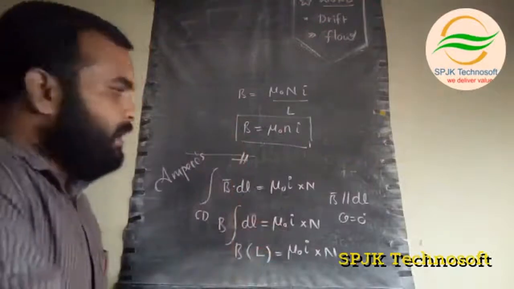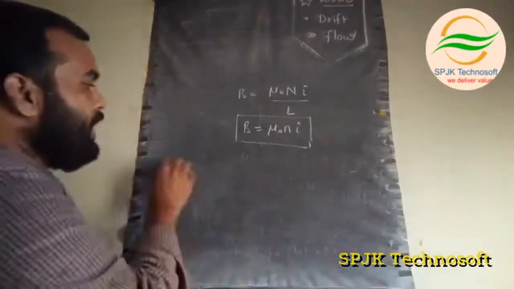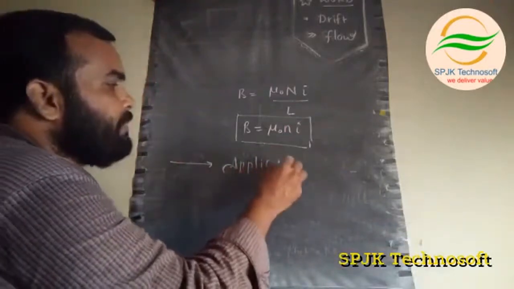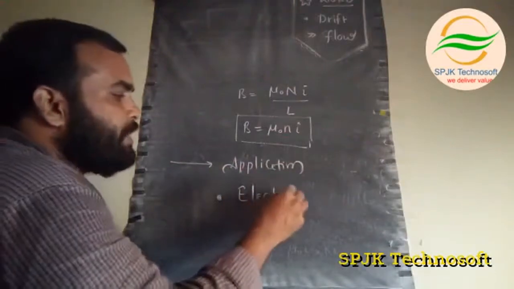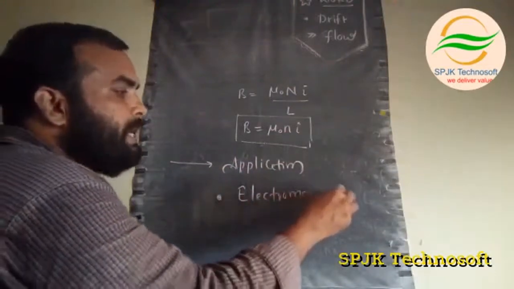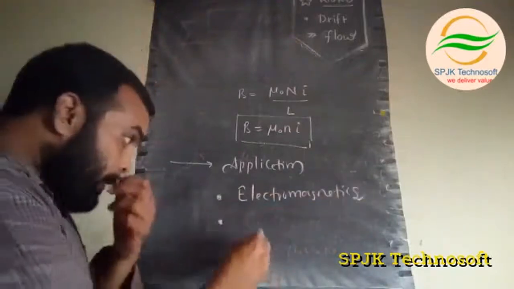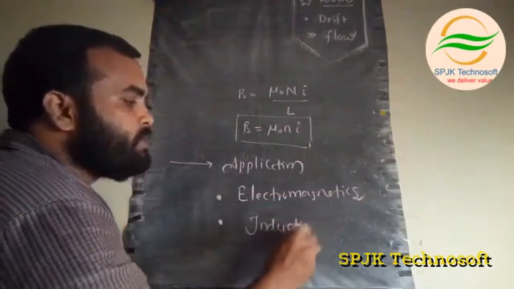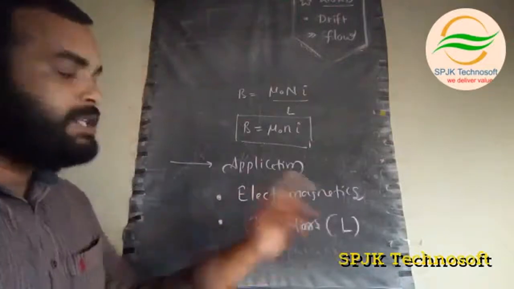Now, what is the application of a solenoid? Actually, solenoids are used in electromagnets. Coming to the application part, they are used in the preparation of electromagnets, meaning in industries they are using electromagnets, and in case of inductors also. In AC circuits we are using inductor elements, which we represent with capital L. In that also we are using solenoids.